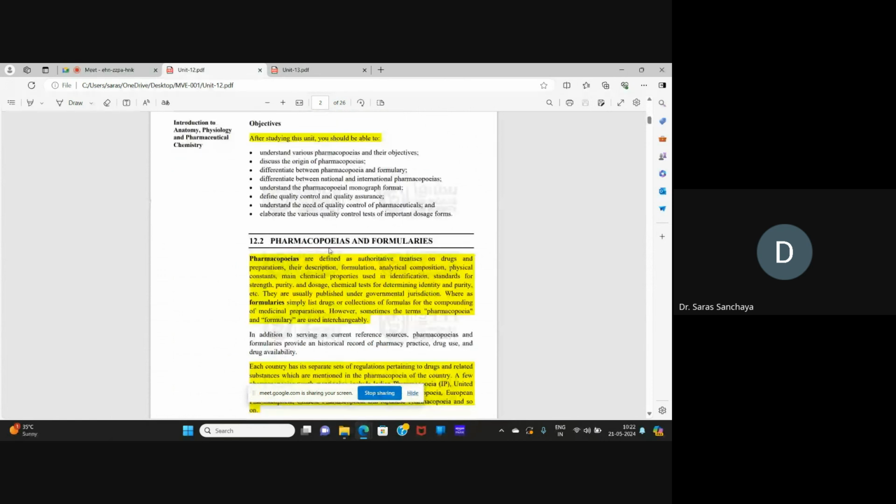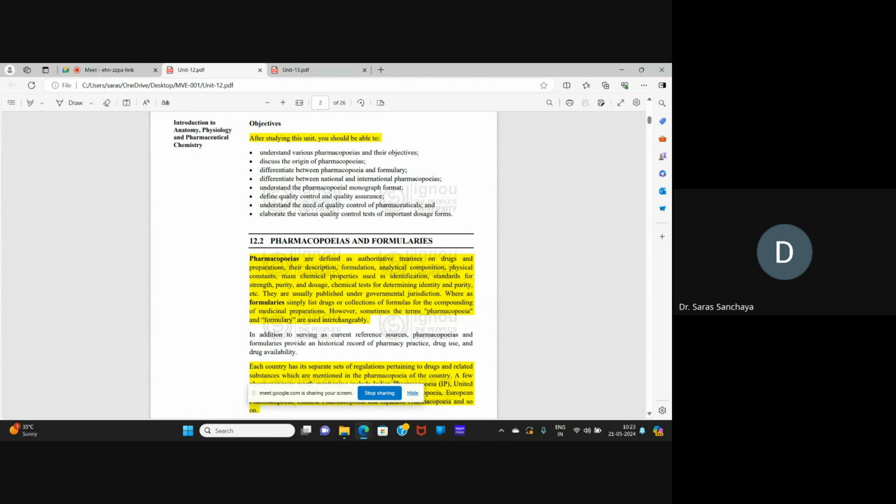Understand the need of quality control of pharmaceuticals, and elaborate the various quality control tests for activities on drugs and preparations: their description, formulation, analytical composition, physical constants, main chemical properties used in identification, standards for strength, purity and dosage, and chemical tests for determining identity and purity. Pharmacopoeias are usually published under government jurisdiction, whereas formularies simply list drugs or a collection of formulas for the compounding of medicinal preparations. However, sometimes the terms pharmacopoeia and formulary are used interchangeably.